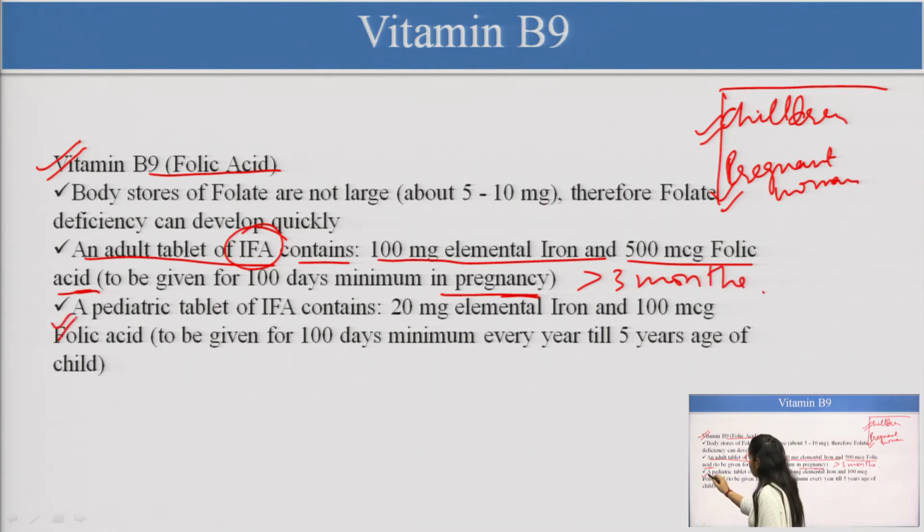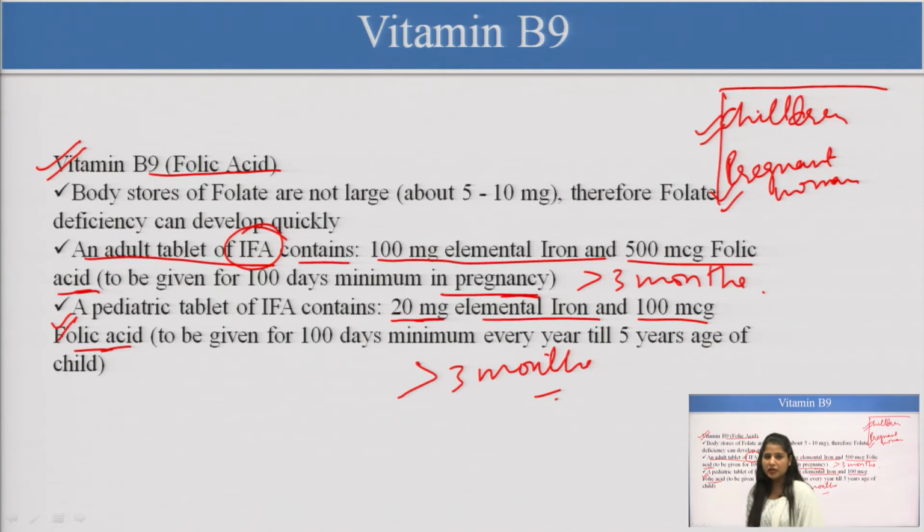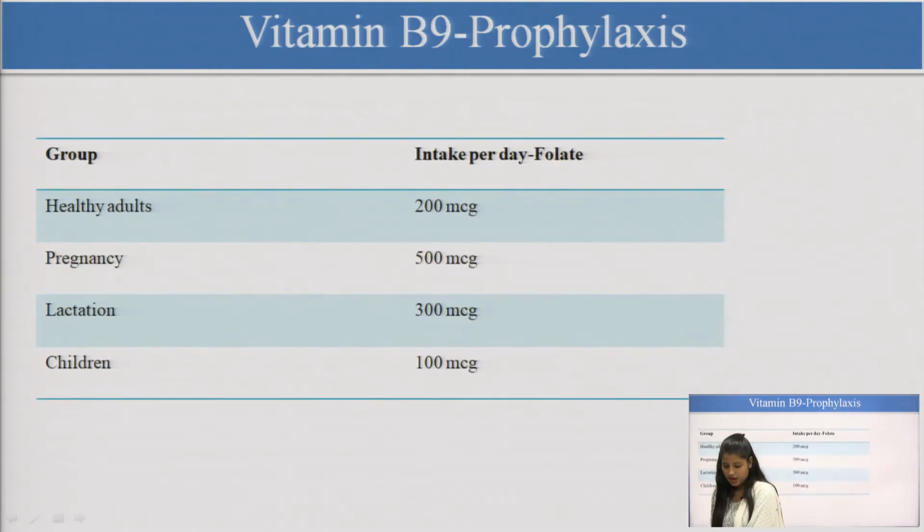Whereas for the pediatric population, meaning children, we provide that dose divided by 5, meaning the division will be taken as 5. So, the dose required is 20 mg elemental iron and 100 micrograms of folic acid. This is also given at the time of deficiency for more than 3 months. So, these are the dosage recommendations provided in the deficient condition of iron and folic acid.